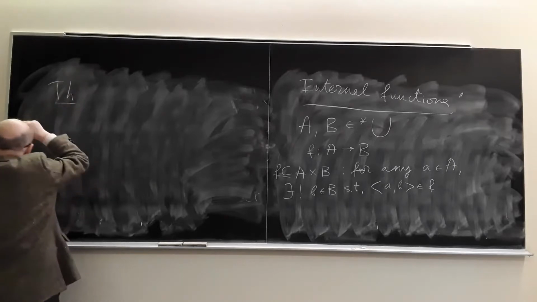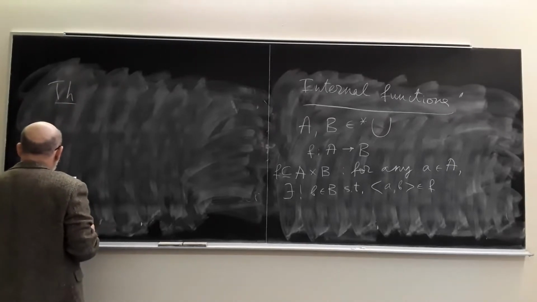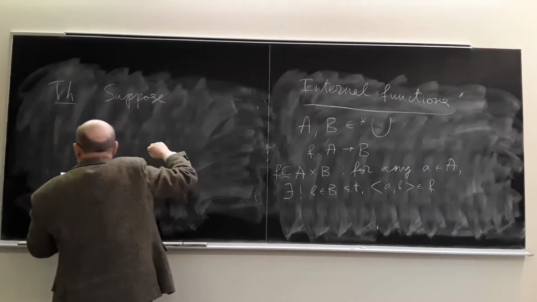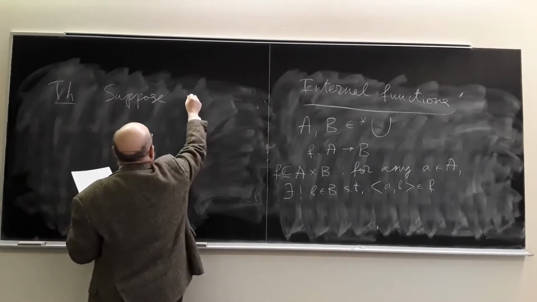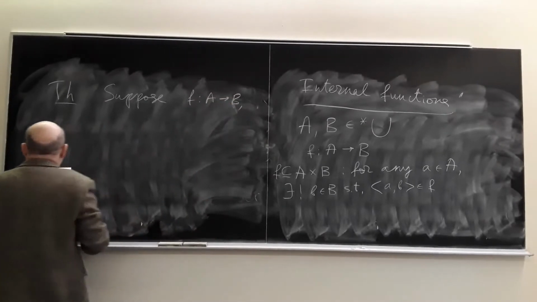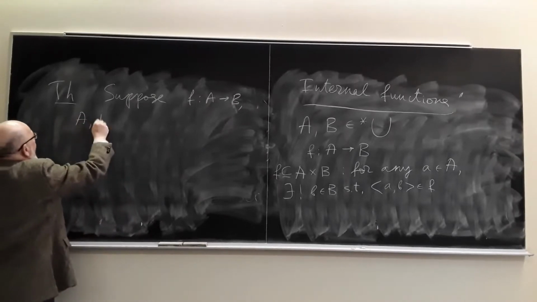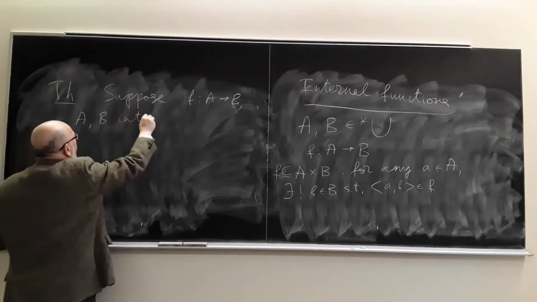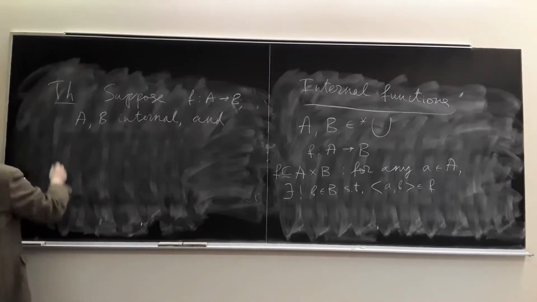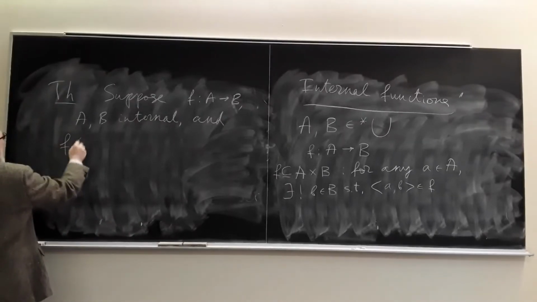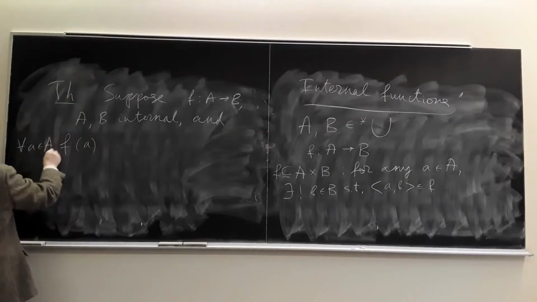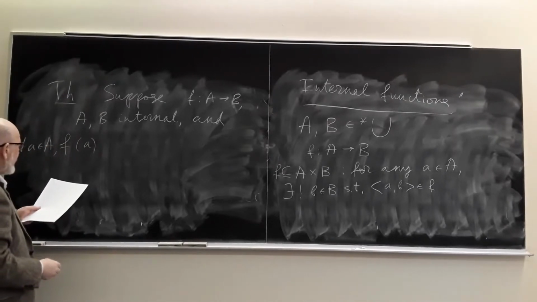The following theorem. Suppose we have this set F, A and B, and AB internal, and F of A, for any A in capital A, F of A is the following.